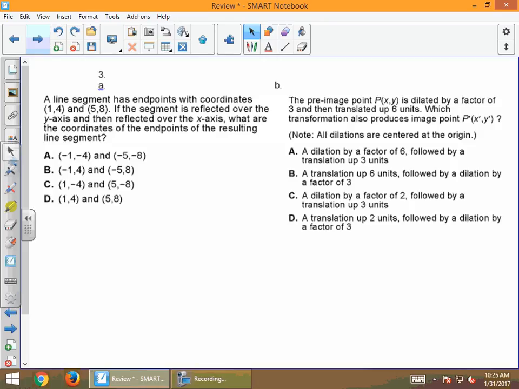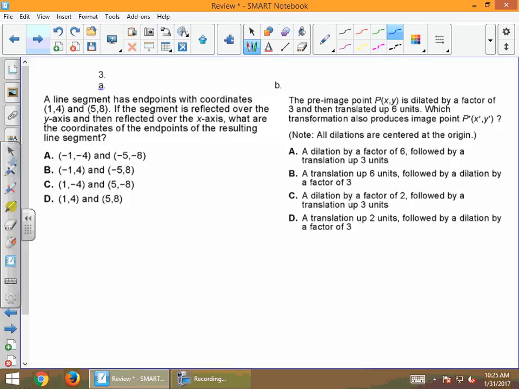Jason? Caitlin? Yeah, very good. When you have a double reflection over your axes, so you reflect over the x, reflect over the y, or vice versa, it's the same thing as a 180-degree rotation. Okay? Well, what happens to your points when you do a 180-degree rotation?